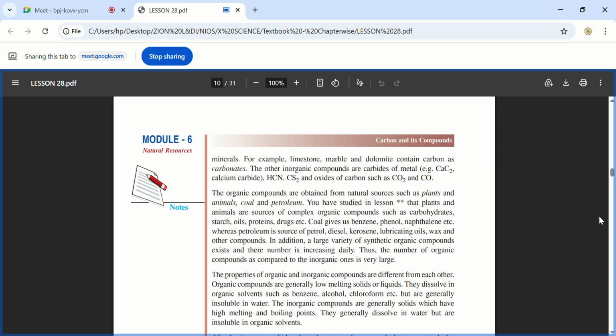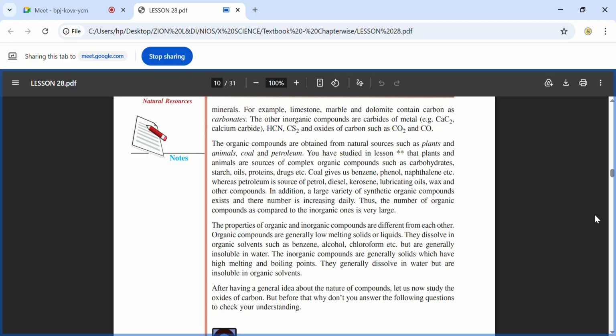So now they're talking about the organic compounds. Organic compounds are nothing but your petrol, coal, protein, oil, pharmaceutical drugs, everything is organic. All these are organic. When you compare the difference between the organic and inorganic, it's a little vast. So they have given us a paragraph here.